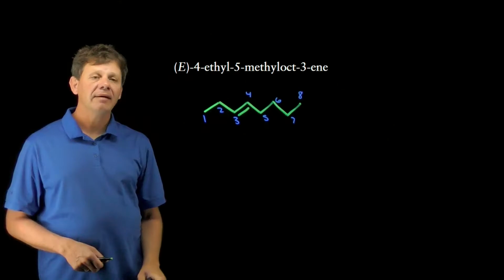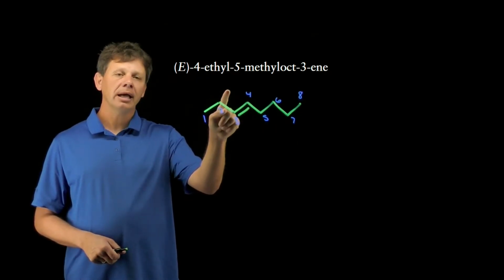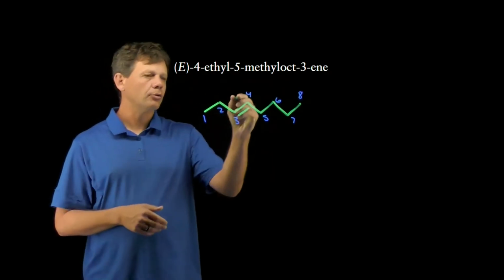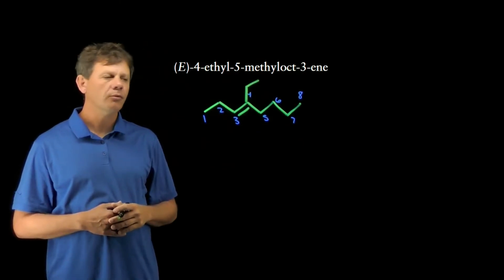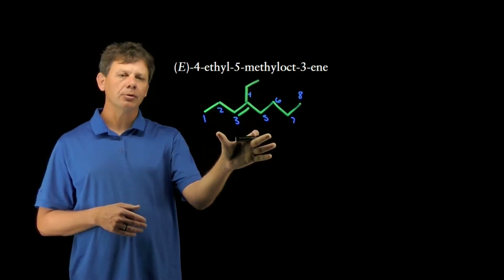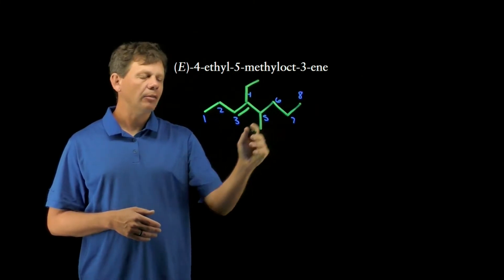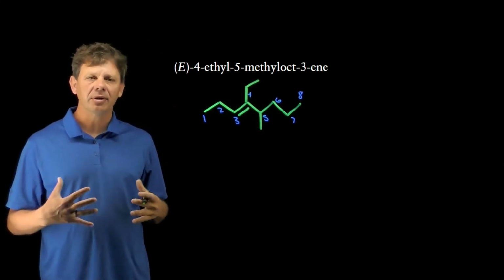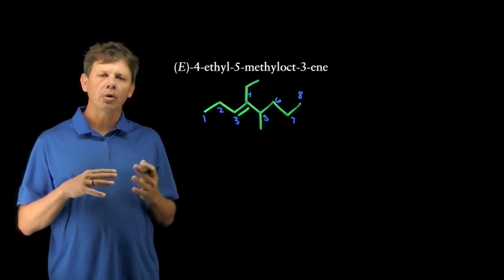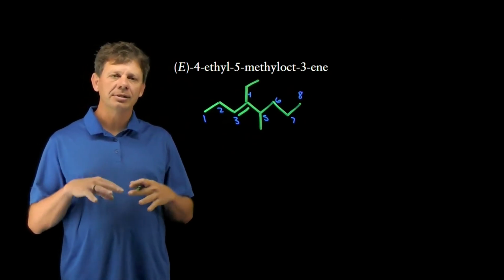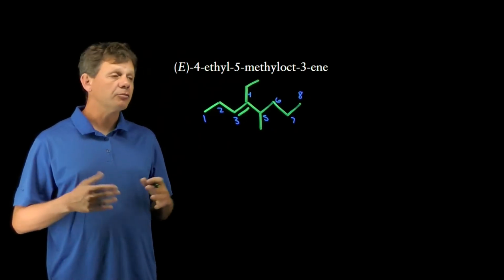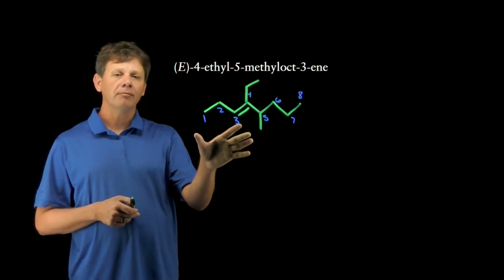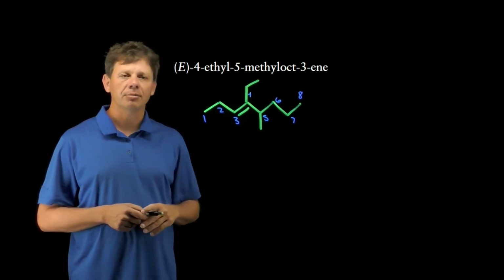At this point, we have to put an ethyl group at carbon 4, so we can draw that here as our ethyl group at carbon 4, and we need a methyl group at carbon 5. Now, this problem doesn't specify the stereochemistry of the methyl group, so we won't worry about making it wedged or dashed because we don't know whether it's R or S. We'll just draw it this way. This would be the molecule 4-ethyl-5-methyl-oct-3-ene.